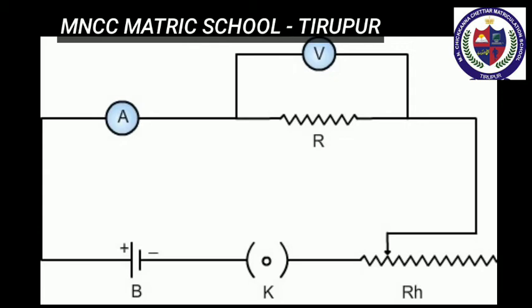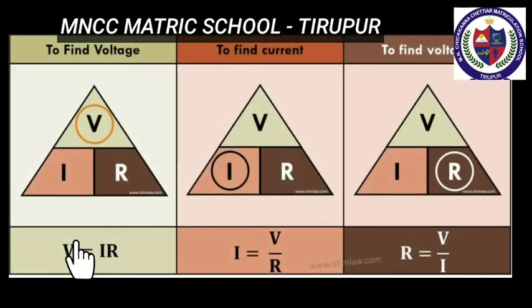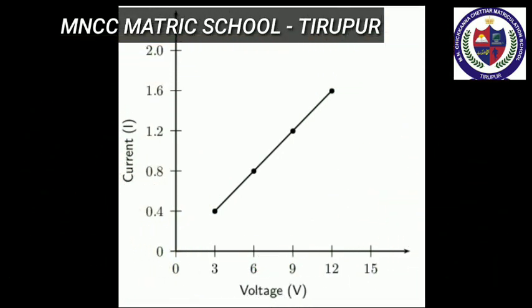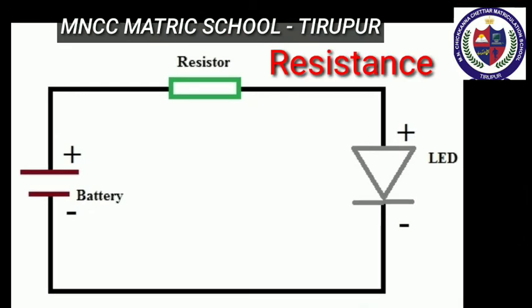That means I is proportional to V. When we remove the proportionality sign, we must add a constant. That constant is R. R means resistance. So Ohm's law is V is equal to I into R. Here R is a constant for a given material at a given temperature and is known as the resistance of the material. Since the potential difference V is proportional to the current, the graph between V and I is a straight line for a conductor.